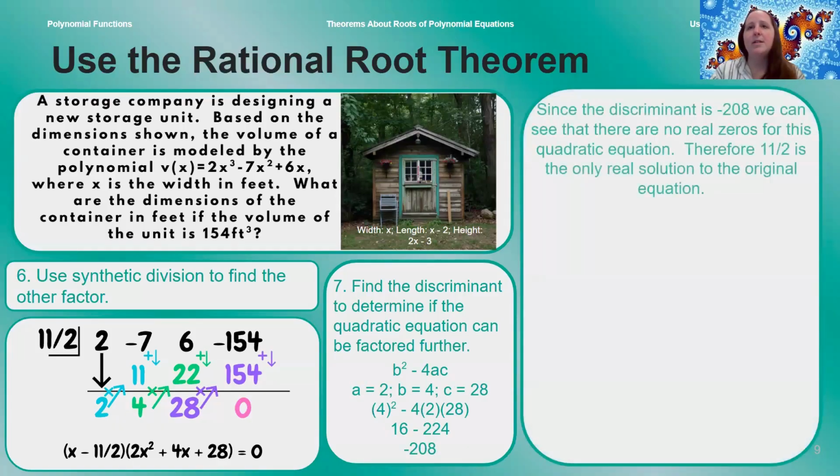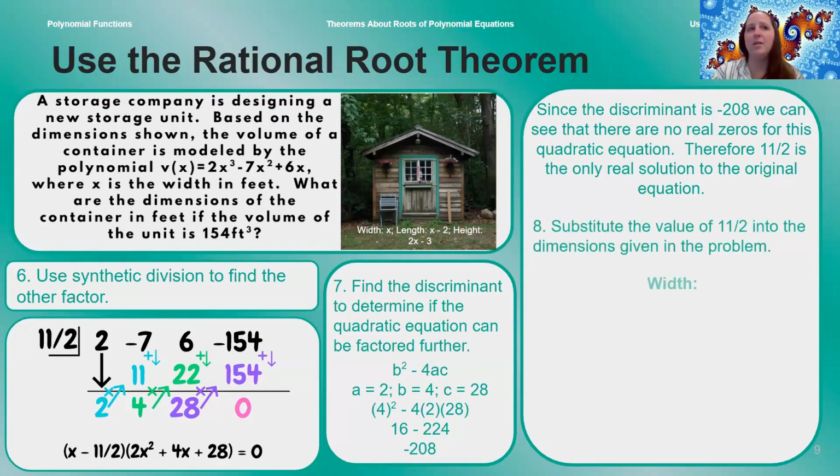Okay. Since the discriminant is negative 208, it's a negative number, I'm not going to have any other real solutions or real zeros. So there's no other place where this cubic function crosses the x-axis. So therefore, 11 halves is the only real solution to the original equation. So I'm going to substitute that 11 halves in for my width, my length, and my height to figure out what are the possible dimensions for the container in feet.